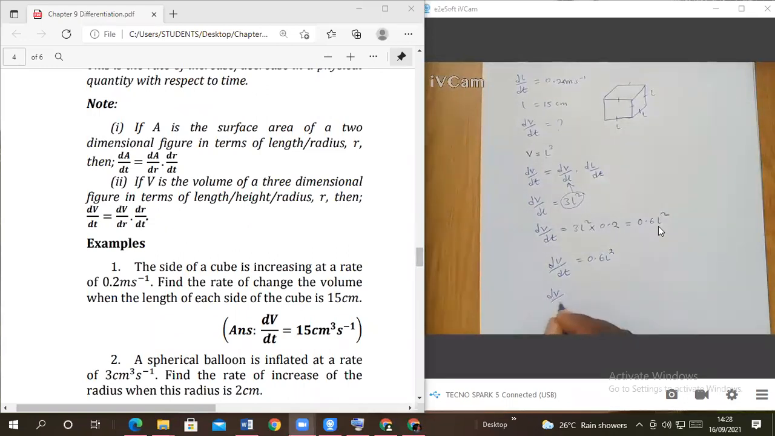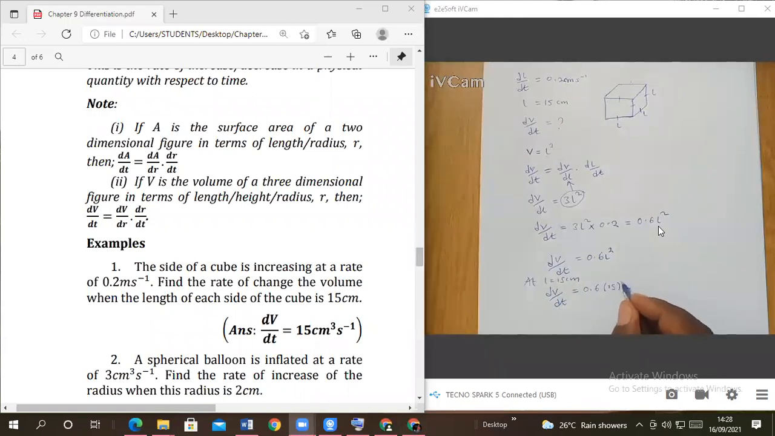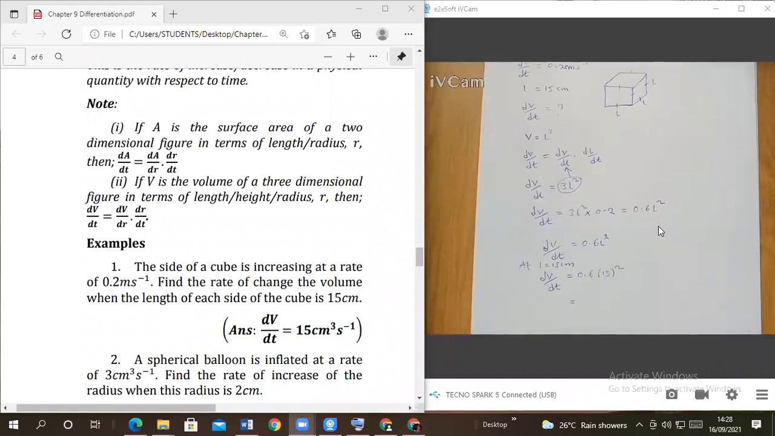Therefore, dV/dt is now obtained as 0.6 times the length, that is at L equal to 15 centimeters, that is 15 squared. And then we get our value of dV/dt, that is the rate at which the volume is changing when the side of the cube is 15 centimeters. So what do you get from your calculators?